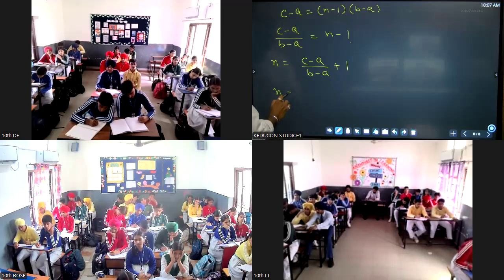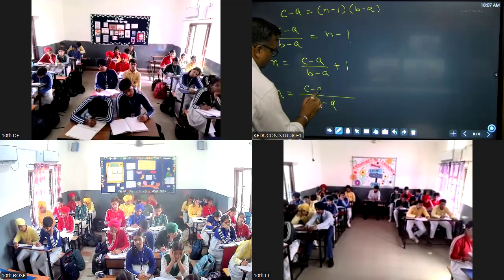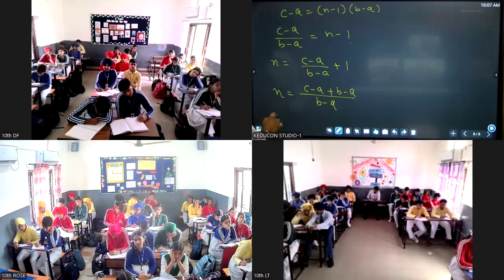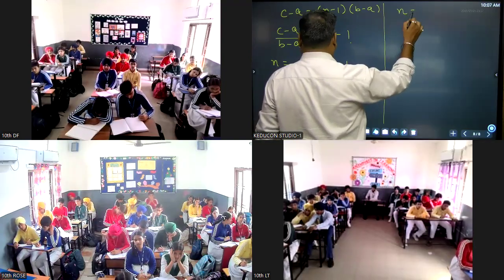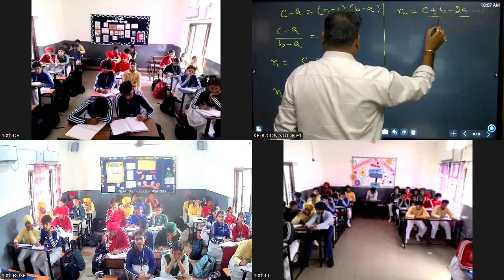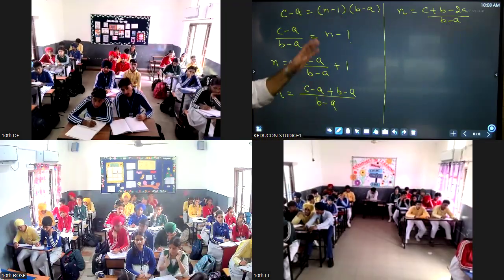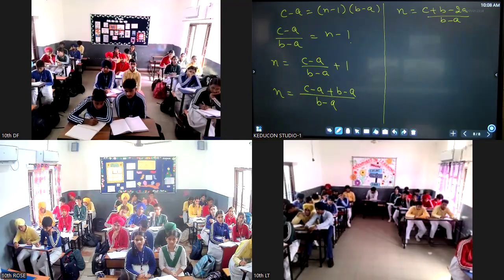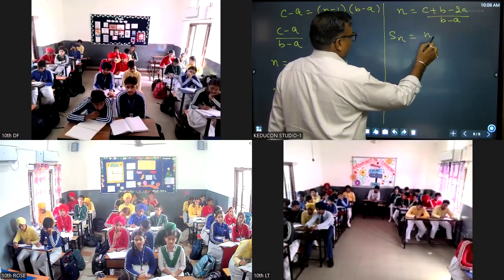What is n? We simplified this by taking the LCM, students: C minus A plus B minus A. So the value of n comes out to be C plus B minus 2A upon B minus A. This is the value of n. It will seem a strange value to you, but we have to do it in the form of variables. Now what we have to show? Sn. What is the formula of Sn?